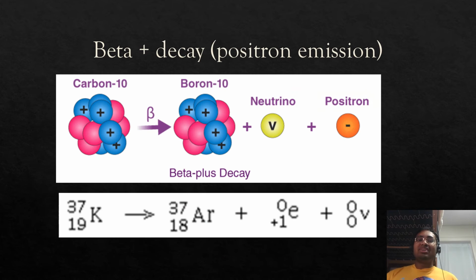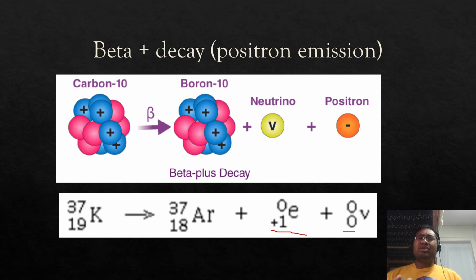So now that we have talked about beta negative decay, let's talk about beta positive decay. And beta positive decay is often called positron emission. And that's because it emits this positron, which is 0, plus 1 e. And it also emits a neutrino right here.